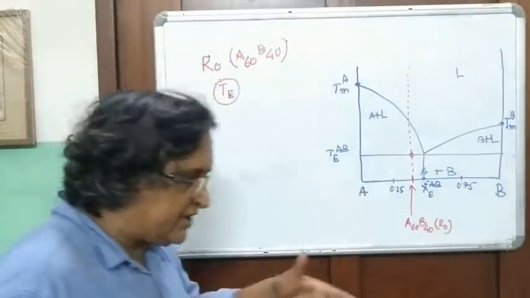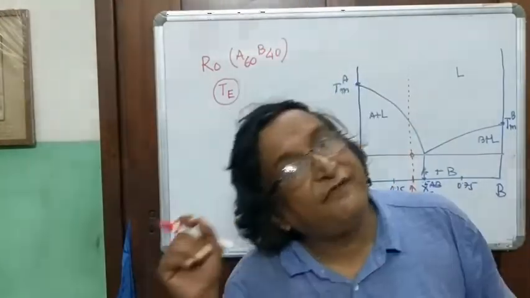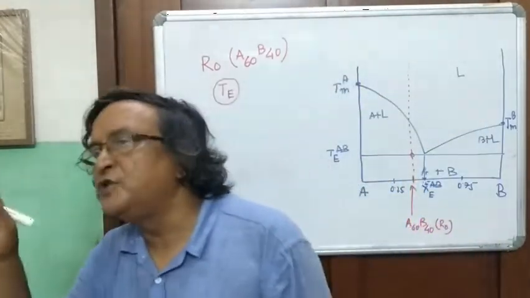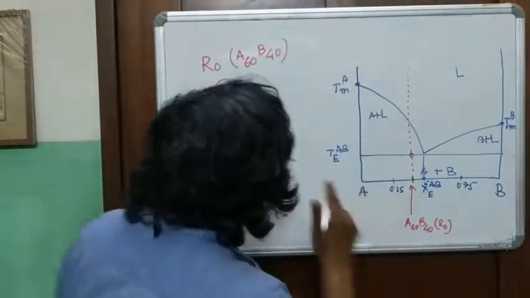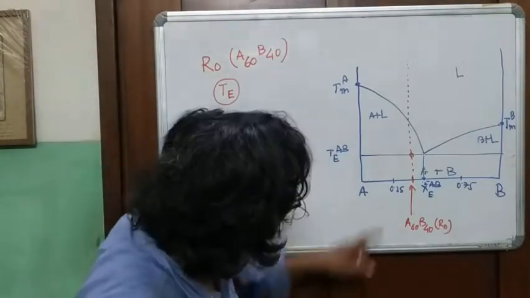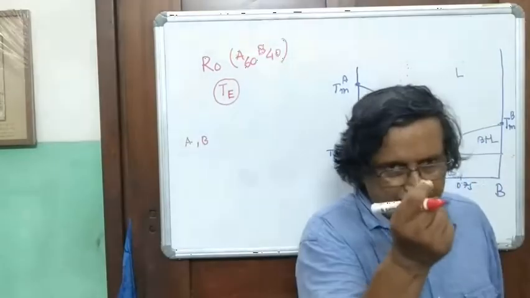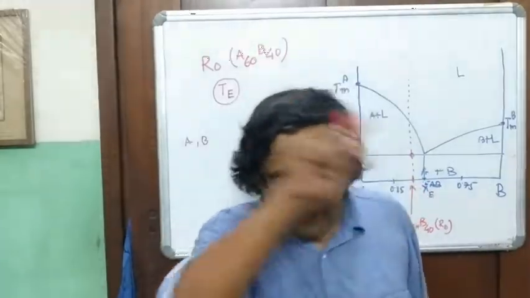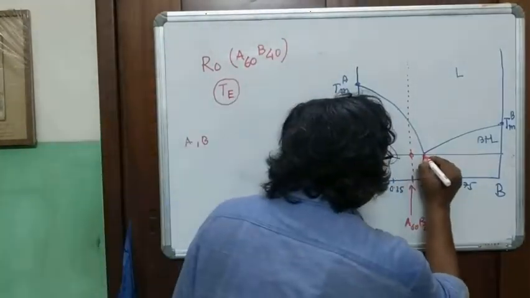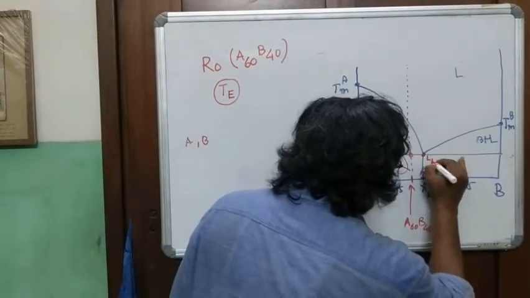Now, the next question that is asked: what will be the temperature? What will be the composition of the first melt, the initial melt? So, before that, we have A and B. When melting is initiated at the temperature of the eutectic, what is the composition of the melt? Reverse of equilibrium crystallization. The first melt will have a composition of this. This will be my first L1.